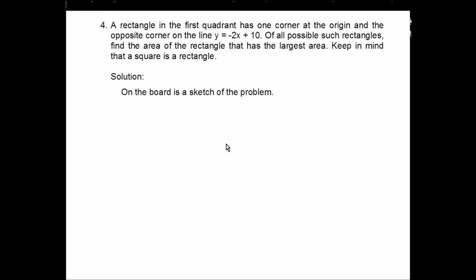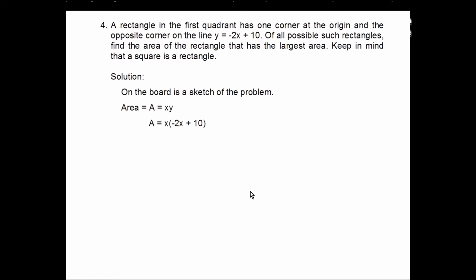Let's go and see if we can draw this. On the board is a sketch of the problem. Our area is x times y. If you were in class, you would actually see the sketch of the problem. So I've got my x and y axes, and here's the line y equals negative 2x plus 10. So the area is x times negative 2x plus 10, because how do I know y is negative 2x plus 10? It says so right there. Notice it's factored. We didn't do any work.